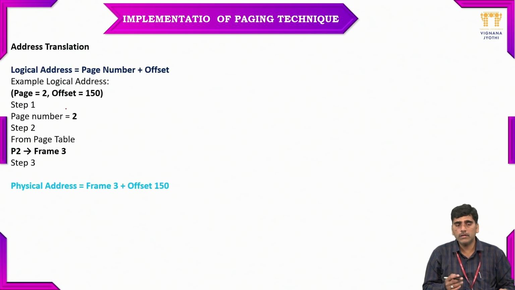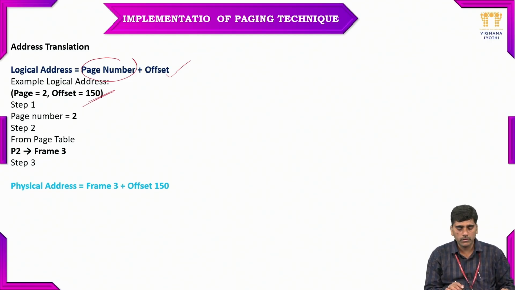So now the thing is address translation. The first thing we have to find is the logical address. So what is the logical address? Page number plus offset. For example, for the logical address, taking any page, say page 2, we have taken offset 150.